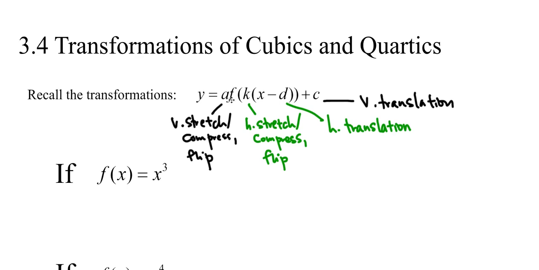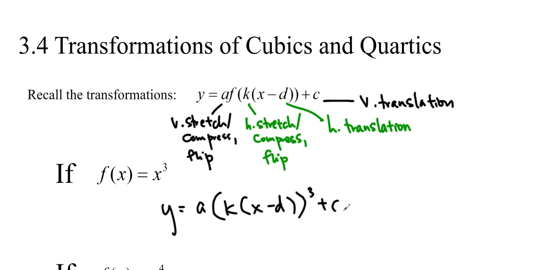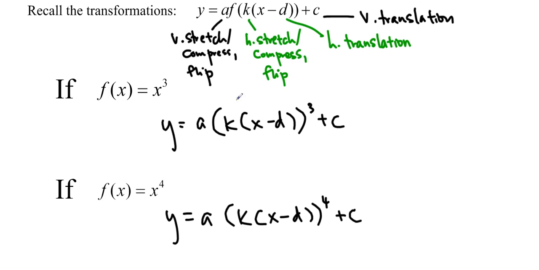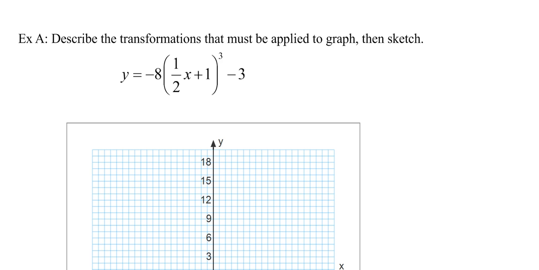So if we replace f of x with x cubed, we would get y equals a times (k(x minus d)) cubed plus c, and in the quartic we get y equals a(k(x minus d)) to the 4 plus c, and that's just what we're going to be working with today. So we know that we can use those to describe transformations and then sketch it.